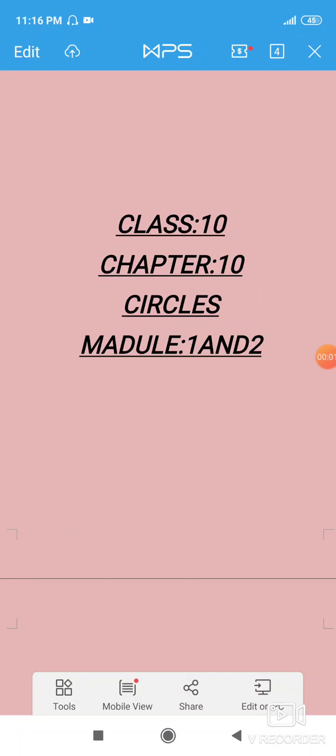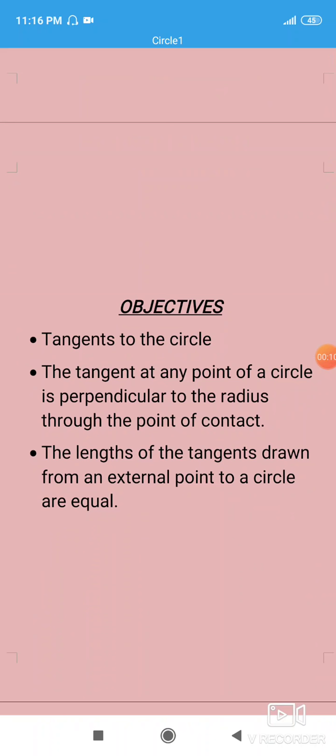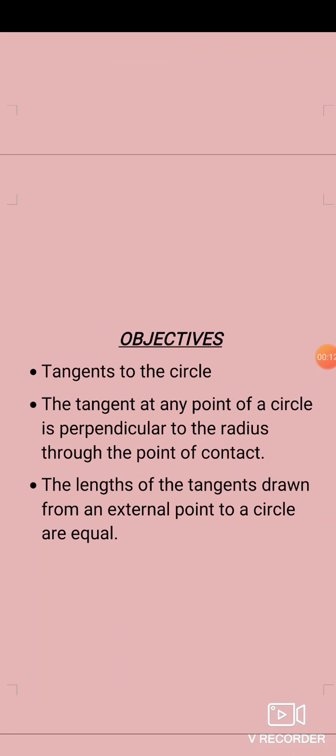Class 10, Chapter 10, Circles, Module 1 and 2. Objectives. In this module, you will learn about tangents to a circle. The tangent at any point of a circle is perpendicular to the radius through the point of contact. The lengths of the tangents drawn from an external point to a circle are equal.